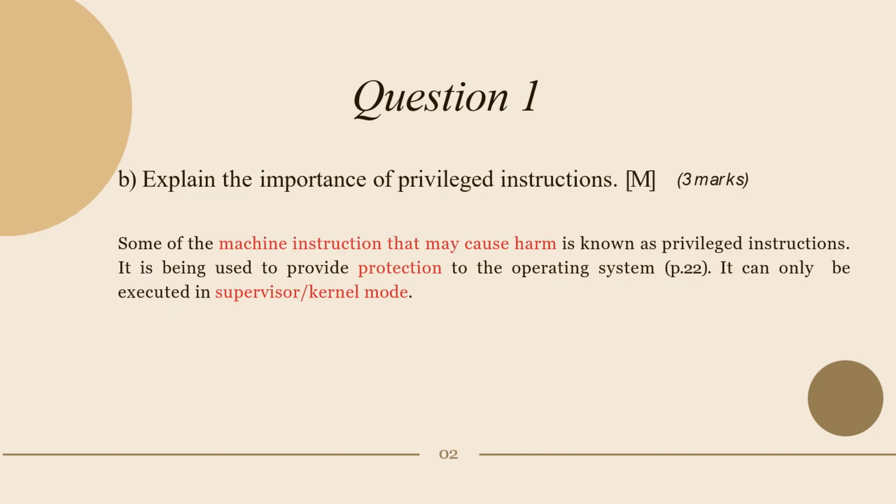Okay, next question. Explain the importance of privileged instructions. And the mark allocated for this question is 3 marks. This is how we're going to answer it. Some of the machine instructions that may cause harm are known as privileged instructions. They are used to provide protection to the operating system. They can only be executed in supervisor or kernel mode.